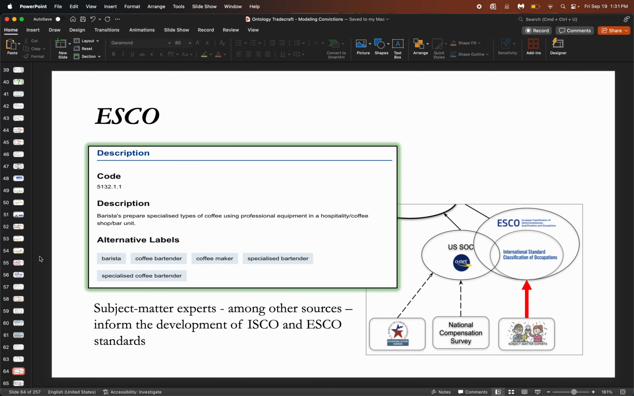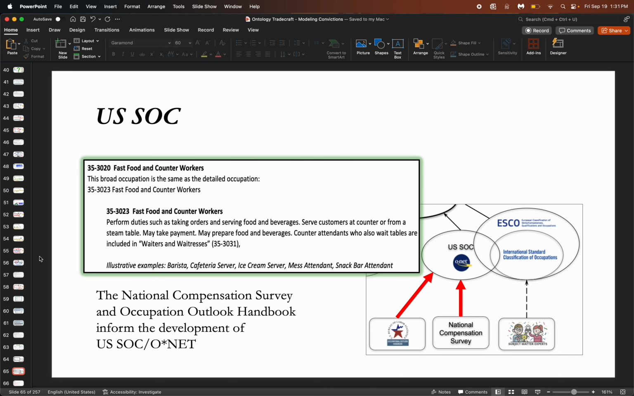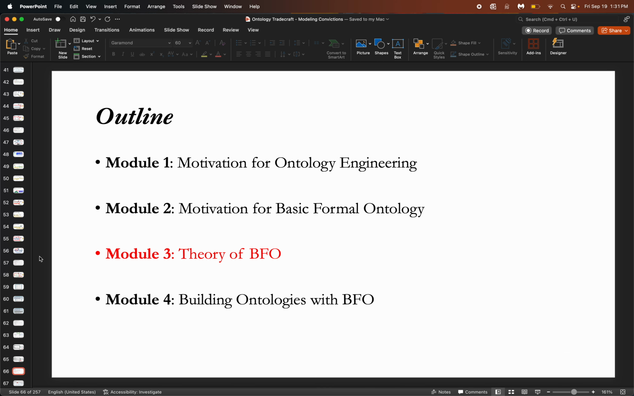There may be differences. We may disagree. Maybe I don't think that's what baristas are. On the other hand, maybe baristas or fast food or counter workers, this is not what I think they are either. And so I disagree with US SOC. Maybe my whole team does. It doesn't matter. It's still valuable. It's still real. It's out there in the world, and we're going to model it. And that's ultimately the four main convictions of BFO, Basic Formal Ontology.